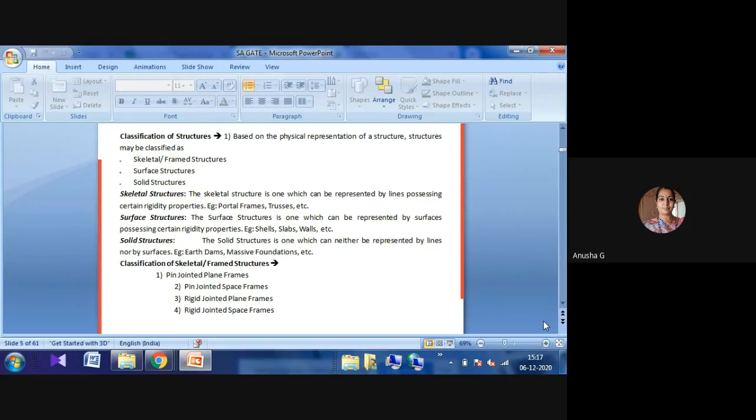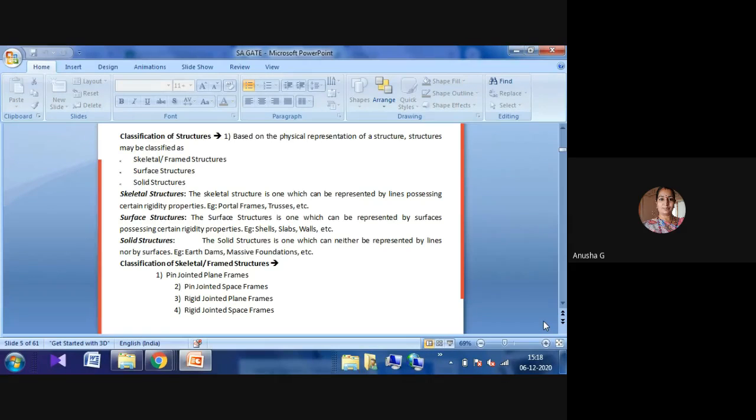A skeleton structure is one which is represented by lines, having certain rigidity properties. Examples are portal frames and trusses. All the horizontal, vertical and inclined members that we observe, such frames are called skeletal structures. A surface structure is one which is represented by a surface, having certain rigidity properties. Examples are shells, slabs and walls. These are called surface structures.